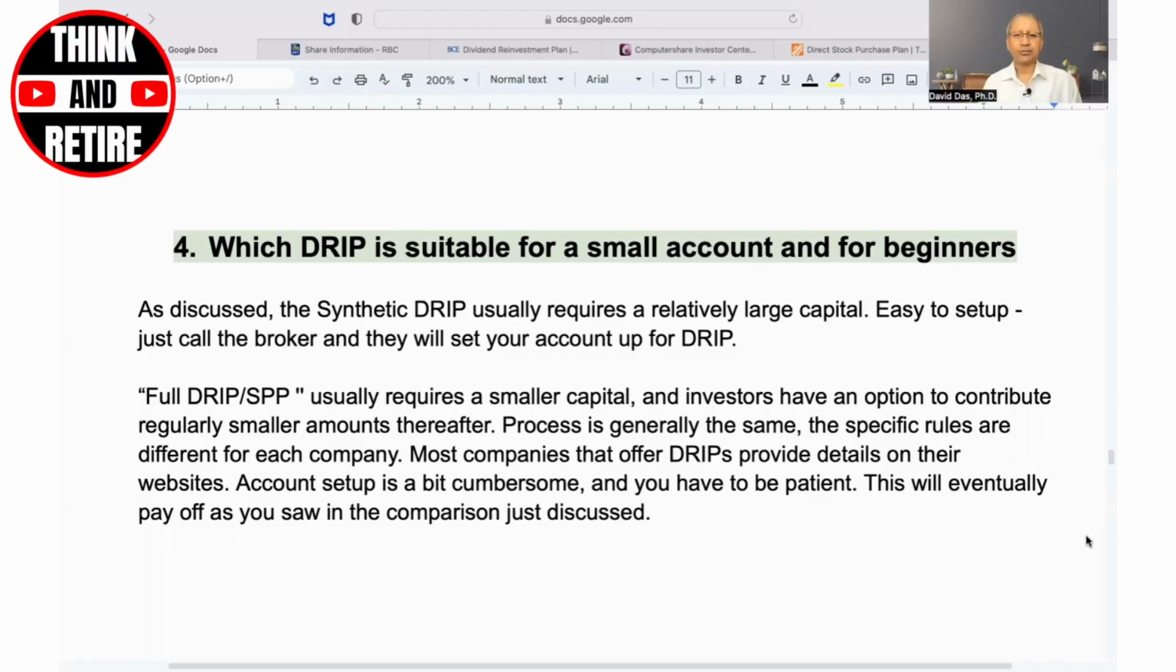So number 4, which drip is more suitable for a smaller account and for beginners? We have just seen that for synthetic drip, we need to have relatively large capital, and it's easy to set up. Just call your broker and the account is set up. With the full drip, with the optional share purchase plan, they usually require less capital, and the investor has an option to contribute regular payments in the future. The process is generally the same with all the companies. The specific rules are different for each of the companies. Most companies that offer drip provide details on their website. Account setup is a bit cumbersome, but from my experience, I can tell you that this eventually will pay off in the long term.